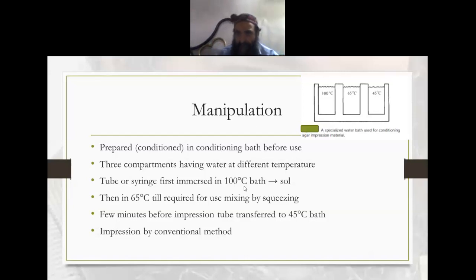65 degree centigrade temperature is not so high that it can burn, but some patients may be sensitive to that temperature, so it will be reduced to 45 degrees centigrade by immersion in that bath. And the impression is taken by conventional method. We have already discussed it, but we will discuss it again and again.